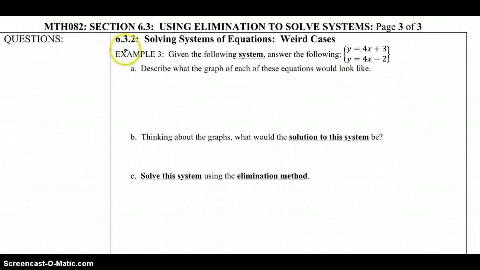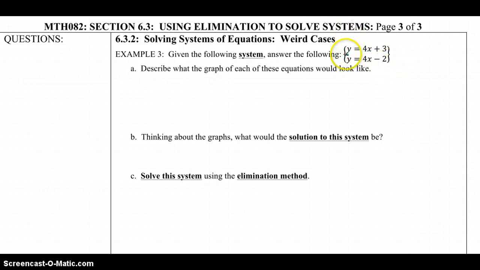So section 6.3.2, solving systems of equations, again the two weird cases that sometimes occur. So given the following system, we're asked to answer the following. So we've got the equations y equals 4x plus 3 and y equals 4x minus 2.